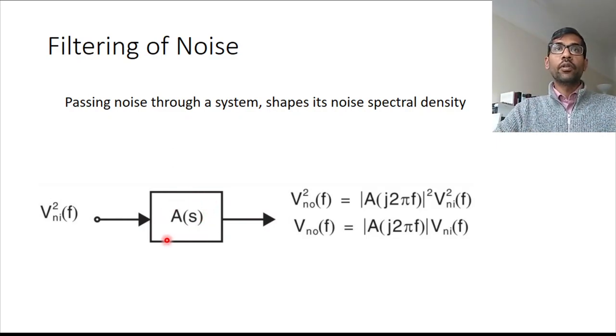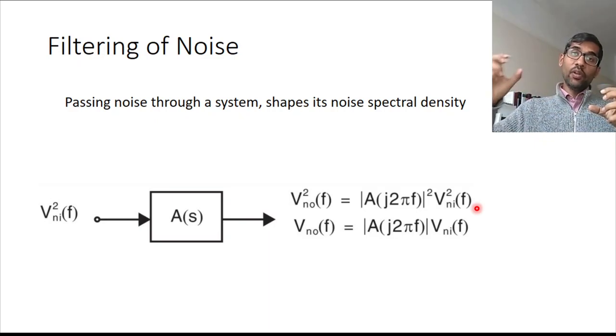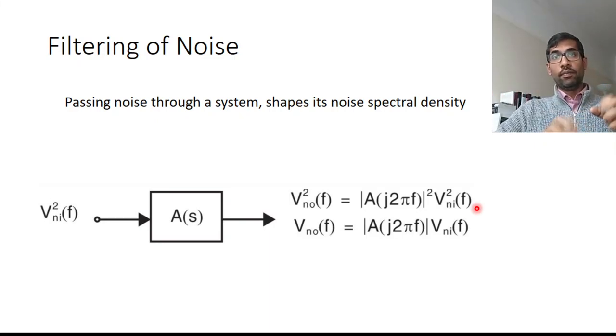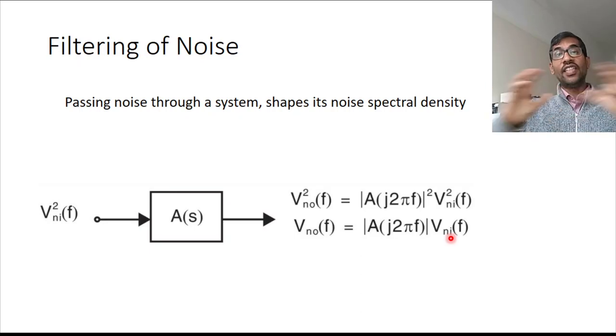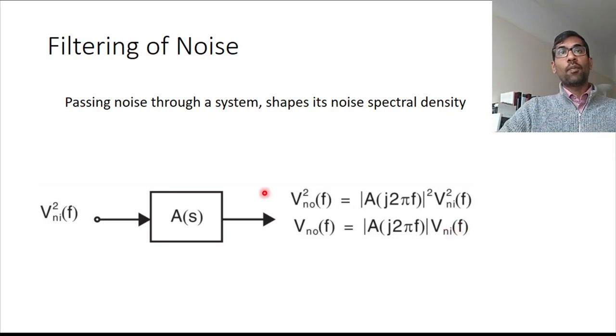Okay, so if the transfer function of the system is A of omega or A of s, how does it affect the spectral density of the noise that is being inputted to the system? The answer is in the equations here. Basically, the power of the noise is multiplied by the square of the transfer function. Or another way to say it is, the RMS value of the noise is multiplied by the gain of this transfer function.